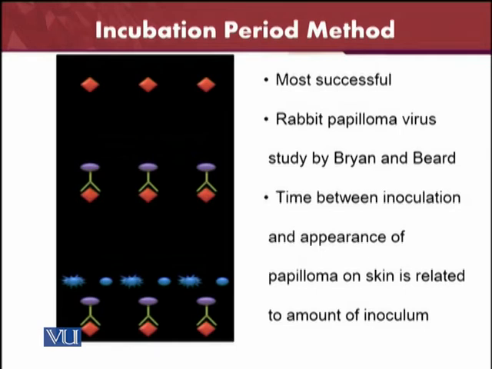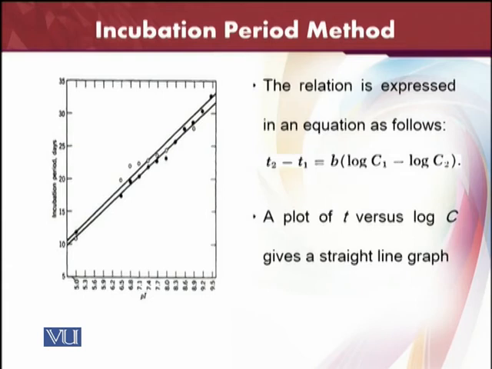The rabbit papilloma virus shows its clinical signs on the skin, and they were very surprised to see that the time differed and was dependent on the amount of the inoculum. The time between the inoculum and the appearance of the papilloma on the skin was related to the amount of the inoculum. The relationship was expressed in an equation shown here: T2 minus T1 equals B times log C1 over log C2. A plot of T versus log C will give us a straight line.